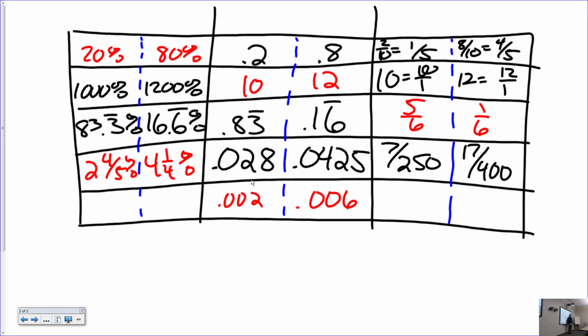Over half of the online students did that, straight up. They wrote it as 2.8%, right? Maybe next because they're moving the... I don't know.